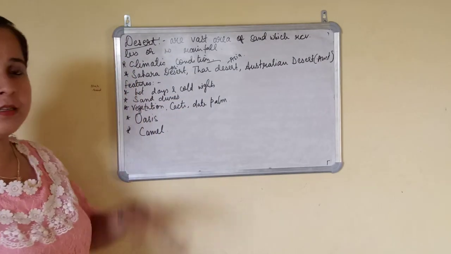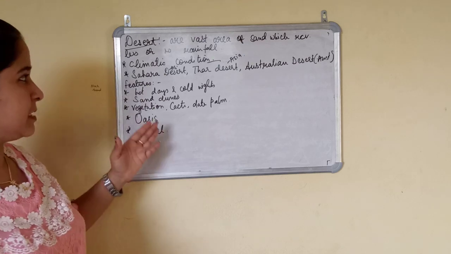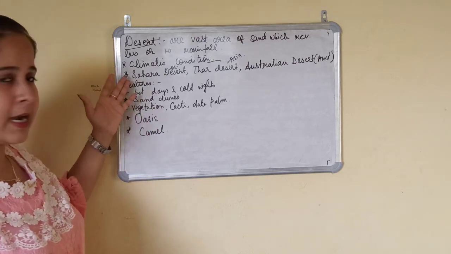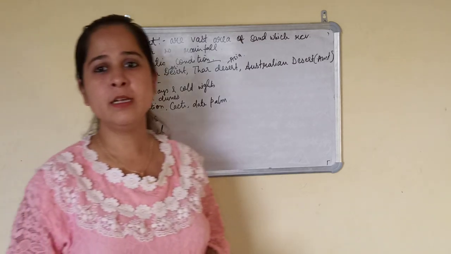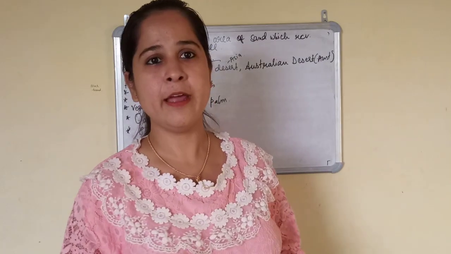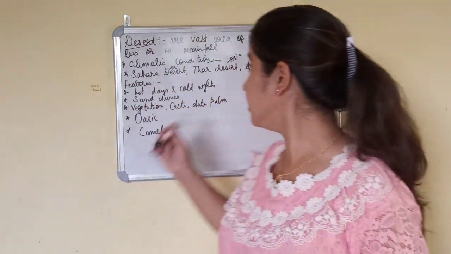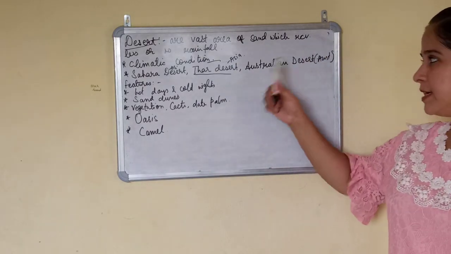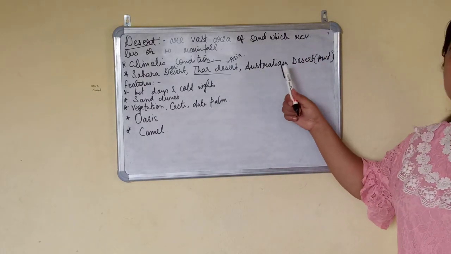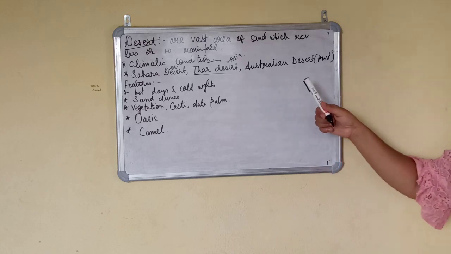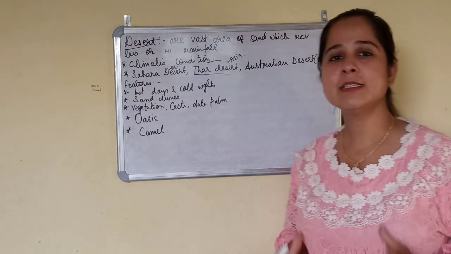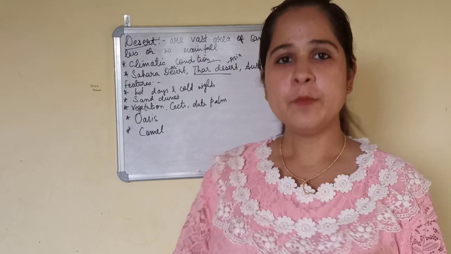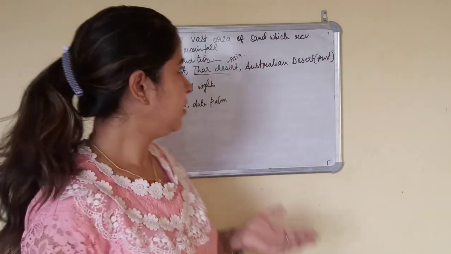What are the other famous deserts which we find? These are the Sahara Desert. Where is the Sahara Desert located? The Sahara Desert is located in Africa. Next is the Thar Desert. The Thar Desert is located in Asia. Next is the Australian Desert, which is located in Australia. So these are some famous deserts which we normally come to know.